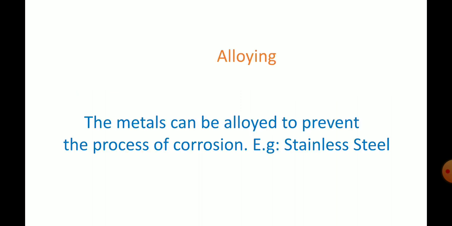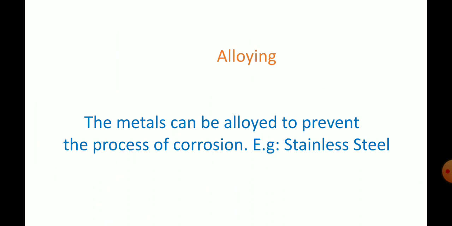Look here, method number one, alloying. Dear students, you are familiar with the term alloy. What is called as alloy? When a metal is mixed with another metal, a new substance is produced, that is called as alloy. So, in order to prevent a metal from getting corroded, the metal can be converted into alloy. So it is given that the metals can be alloyed to prevent the process of corrosion.